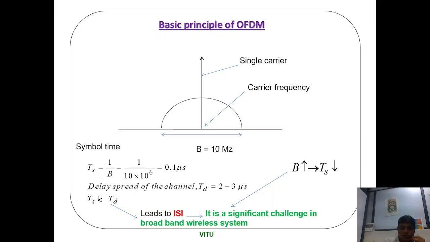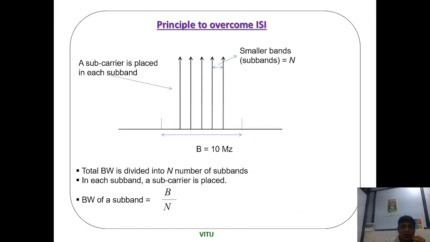Then what could be done? Instead of placing a single carrier, if we place multiple carriers, then what would happen? So 10 megahertz is there. If we place a number of carriers, each carrier is basically allocated B by n megahertz band, each subcarrier.